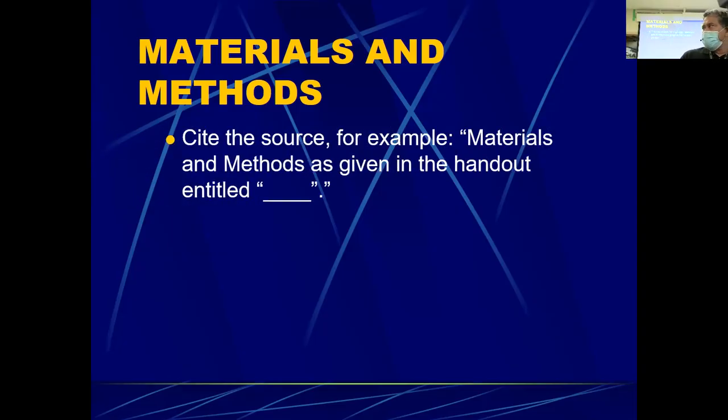There are 2 things I'm looking for in the materials and methods. First is called cite the source. Here's an example, and actually you pretty much write this sentence, and it says, materials and methods as given in the handout entitled, and then give us the name of the handout.